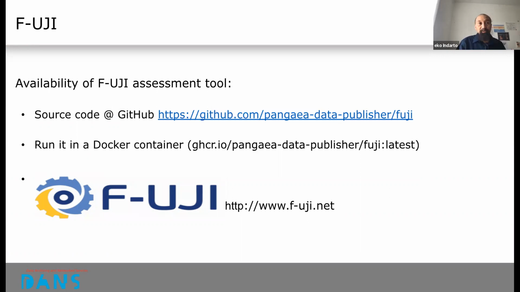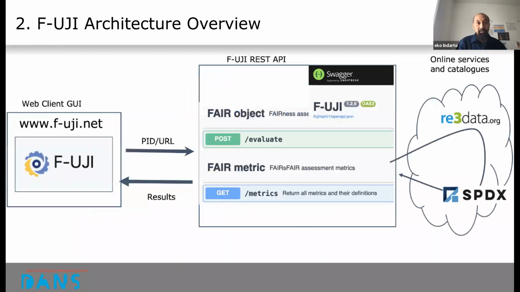There are different ways to use F-UJI. You may download it from GitHub, install and run an F-UJI instance on your own server. You can also use Docker to deploy the service in your own Docker environment or Kubernetes cluster. Another way is by using the web demo client by accessing F-UJI.net for quick FAIR checks on datasets. Next, I will discuss the second topic, the F-UJI architecture on a high level.